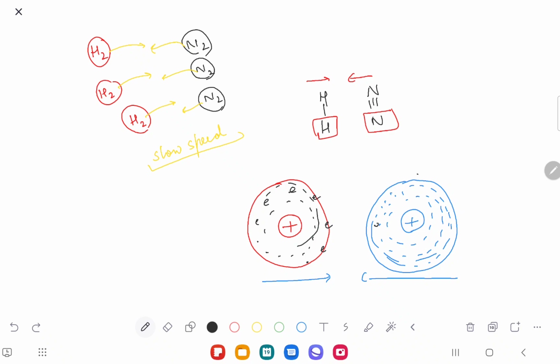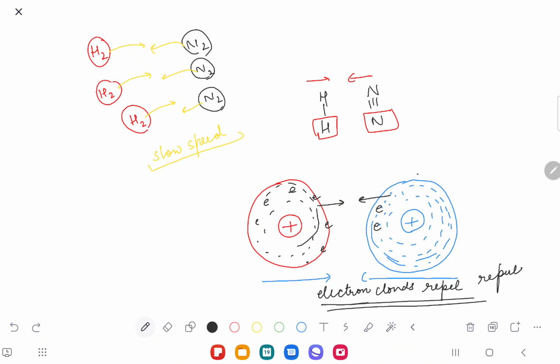When the two atoms come closer to each other, this comes here and this comes here, don't you think that the electron clouds of both of these would repel? The electron clouds would repel. Yes or no? And when the electron clouds repel, there would be a lot of repulsion. And because of this repulsion, the energy would increase.